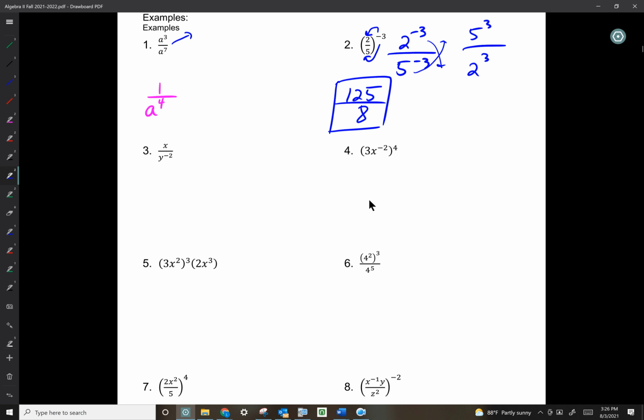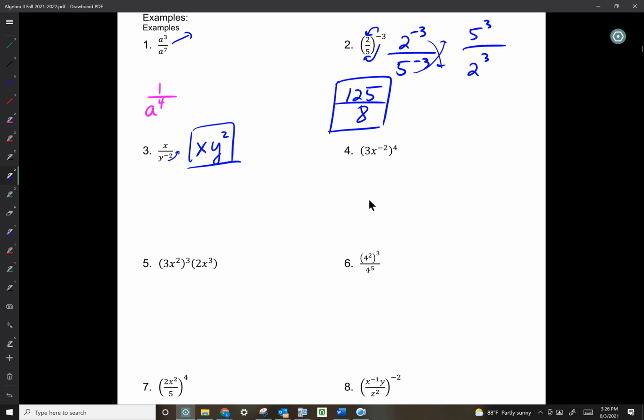Number 3. Well, whenever there's negative exponents involved, my suggestion is get rid of the negative exponents first. So if I want to make this become a positive exponent, I'm going to have to move it to the top. Well, there was already an x on the top. I'm not touching that. But I'm going to move the y squared to the top. And when I move it to the top, there's nothing on the bottom. So I'm done.